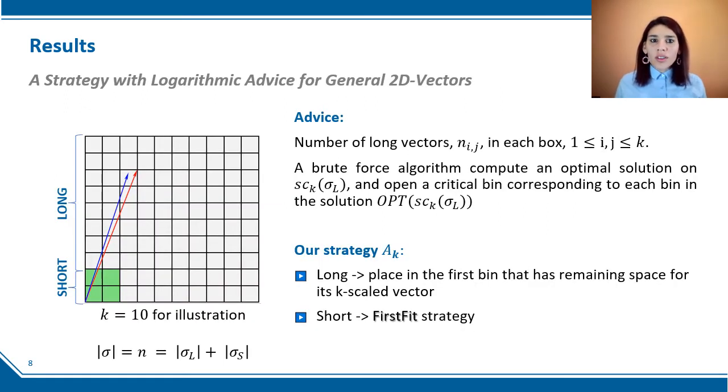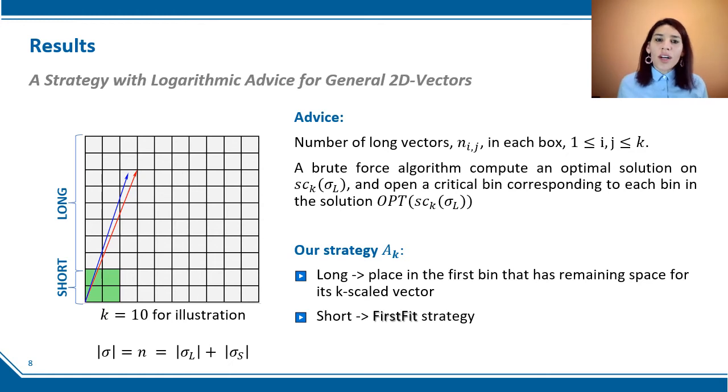Now we will move on to our second strategy, which is a strategy with logarithmic advice, but for unrestricted vectors. What we are doing here is emulating the algorithm by Fernandez de la Vega and Lueker, which gives a PTAS in one dimension. However, in two dimensions, when you try to do the same type of bucketing and scaling, you don't get a PTAS, and we prove that you actually get something that you can bound by 2.5, as long as the number of buckets in each dimension is even.